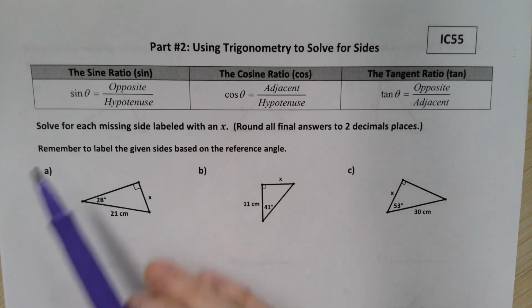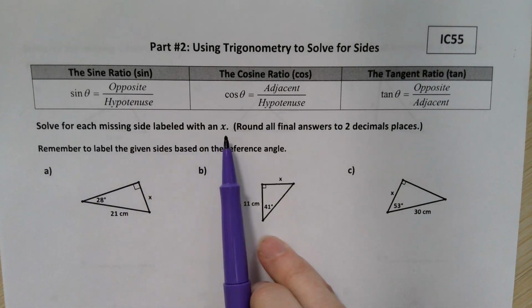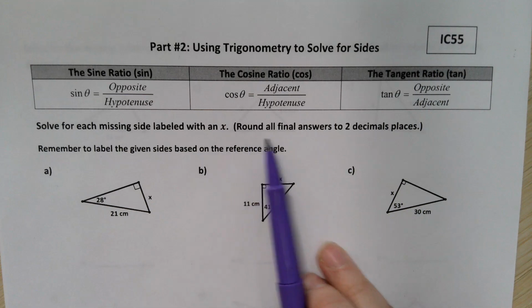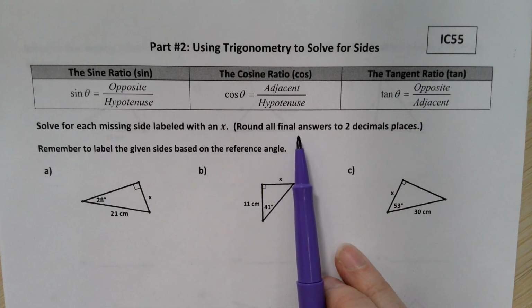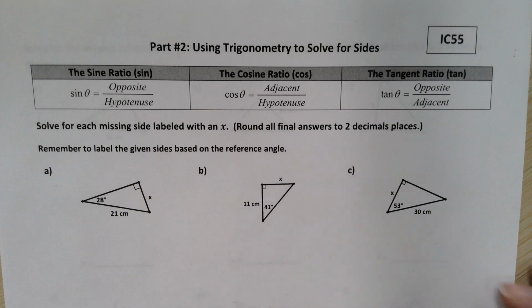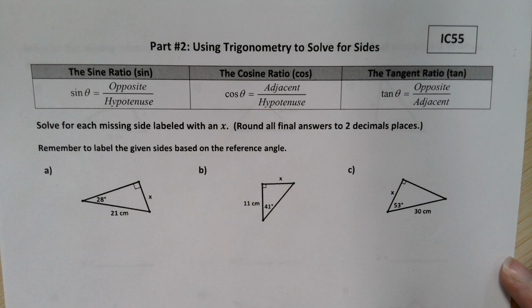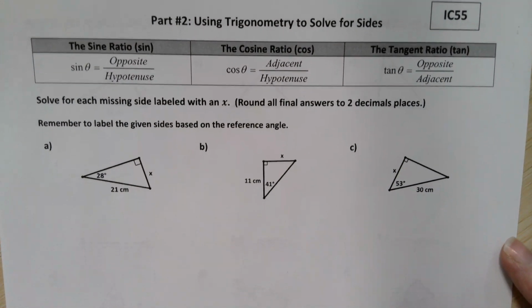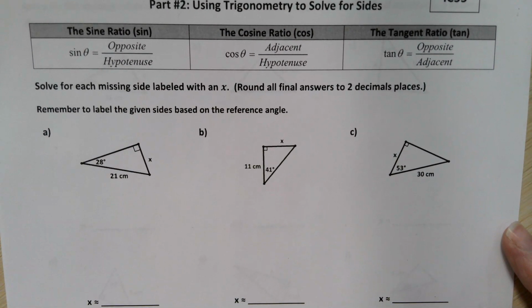So our goal is to solve for each side that's missing, labeled with an X, and we are rounding officially, so we'll talk about what it means to round all of our final answers to 2 decimal places as we go. So we're not looking for exact simplified form like we have in the past. We're looking for rounded answers to 2 decimal places.